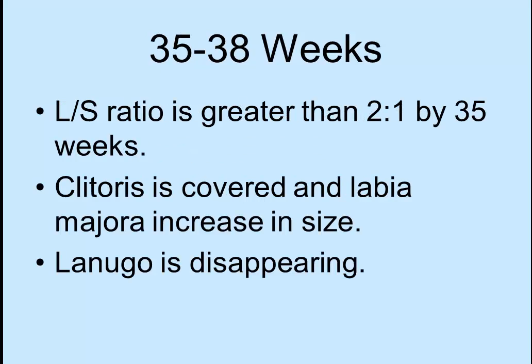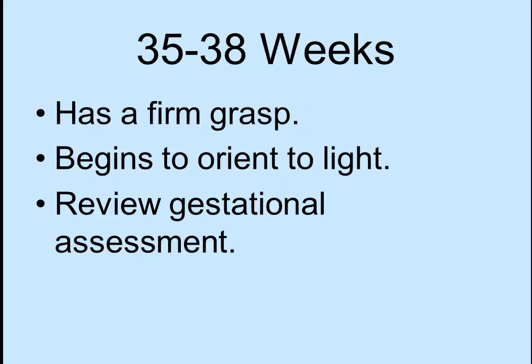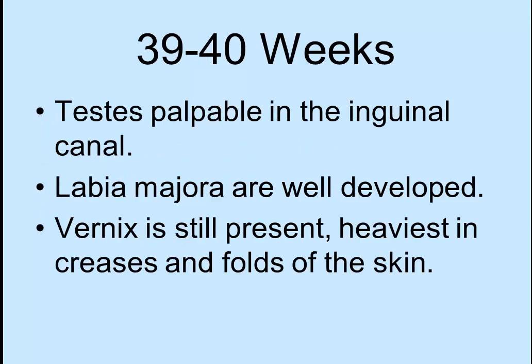35 to 38 weeks, the L/S ratio is greater than 2 to 1 by 35 weeks. The clitoris is covered and the labia majora increases in size. Now our lanugo is disappearing. At 35 to 38 weeks, our fetus will have a firm hand grasp. It'll begin to orient to light. 39 to 40 weeks, our testes are palpable in the inguinal canal.